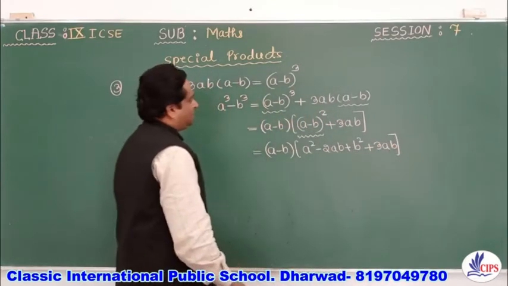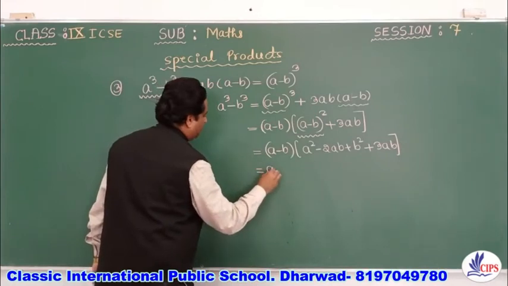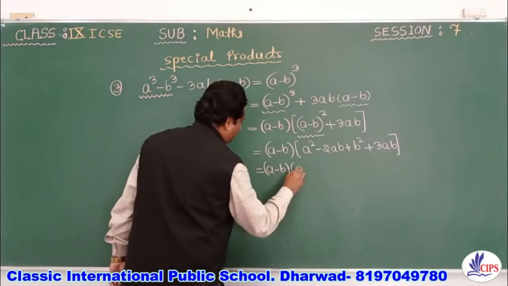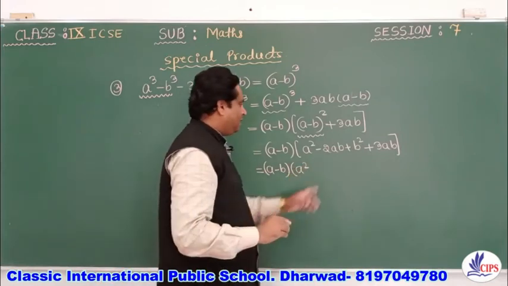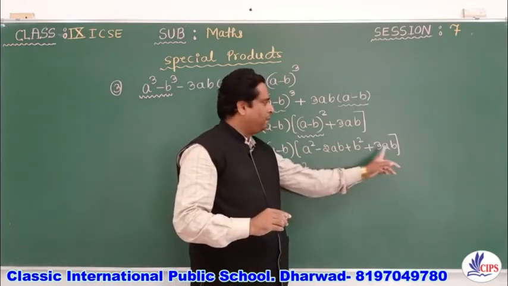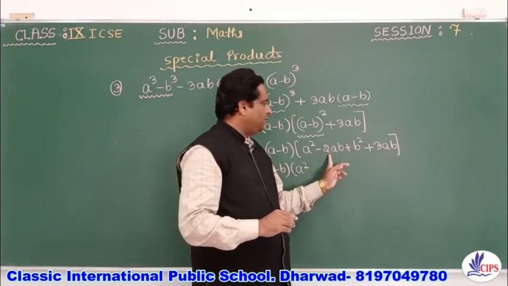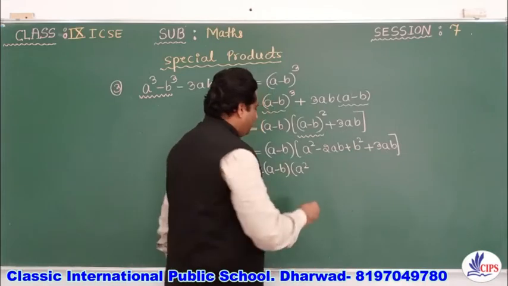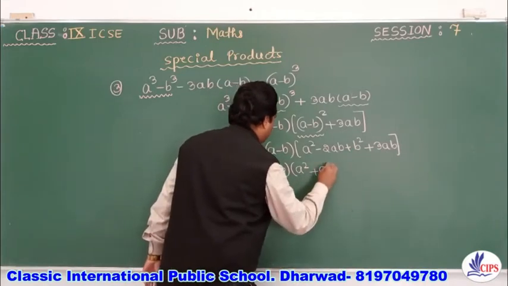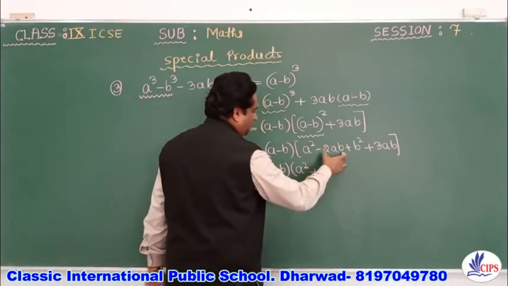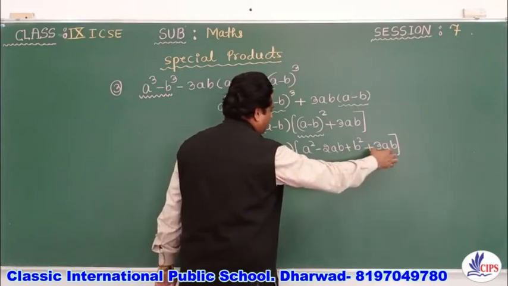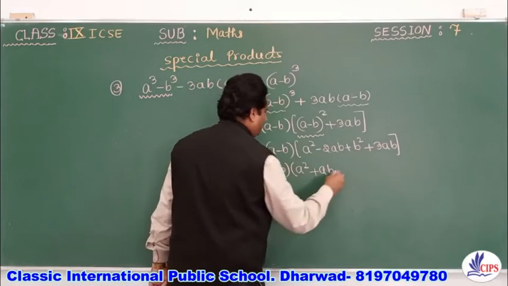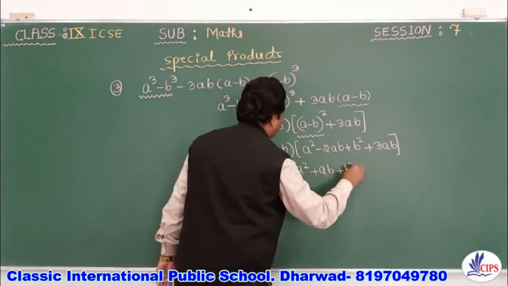Right? And then simplify. Write a minus b as it is, and here a square also you write as it is. Then minus 2ab plus 3ab, what? It is plus ab. Correct? We have two like terms here. One is minus 2ab, another one is plus 3ab. If you add them, you will get plus ab, then plus b square.